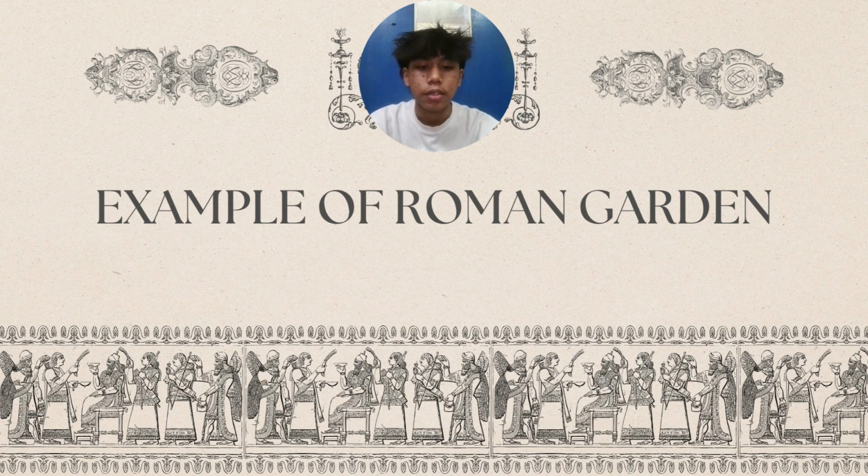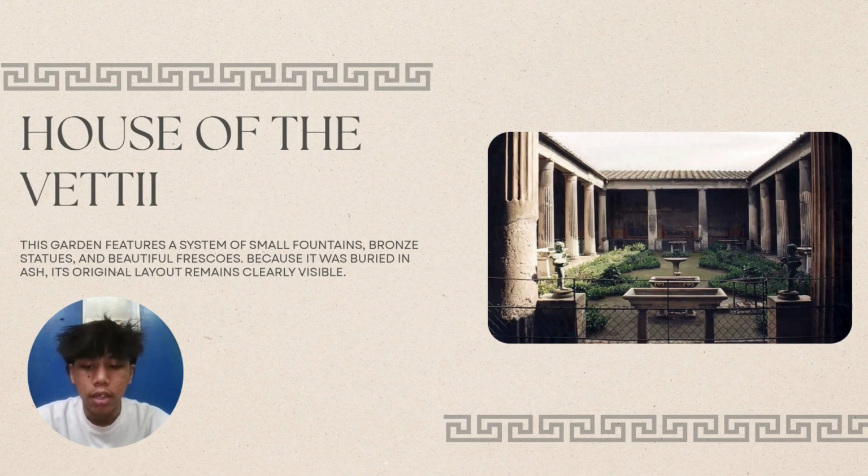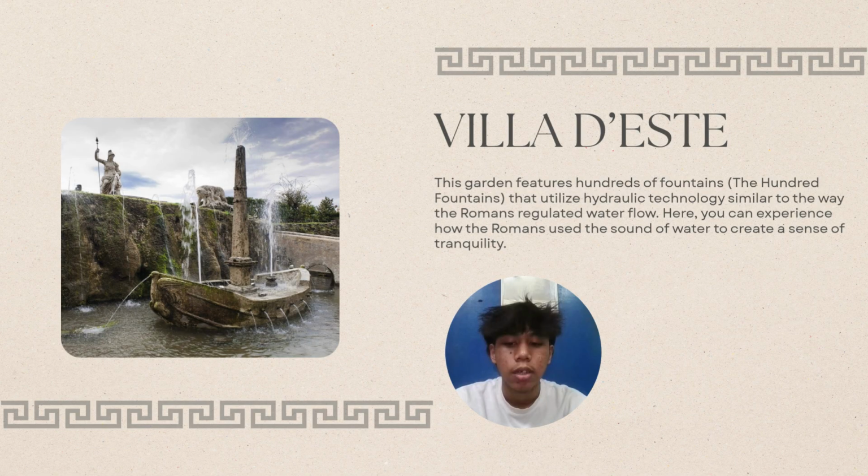Examples of Roman gardens. One example is Villa Adriana. It has a large pool called the Canopus, surrounded by statues and columns, combining water and architecture beautifully. Another example is the House of the Vettii. It features fountains, statues, and frescoes, and its layout is still well preserved today. Lastly, Villa d'Este is famous for its many fountains. It shows how Romans used water sound to create a relaxing atmosphere.